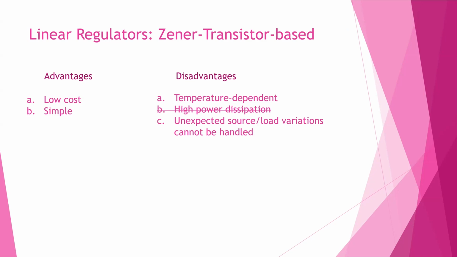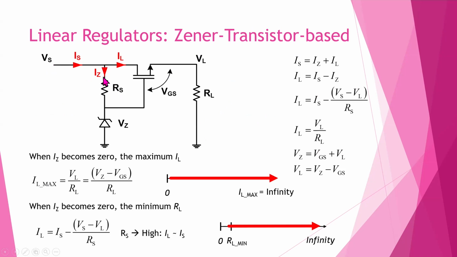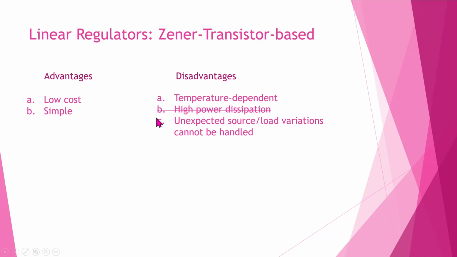But we can ignore the high power dissipation, because previously the high power dissipation occurred through the RS. Now for this structure, we can select a large value for the RS, which gives a small IZ current. So then there will be no power consumption. Actually, there will be very small power consumption compared to the other powers. But here, this disadvantage still remains: unexpected source and load variation cannot be handled.